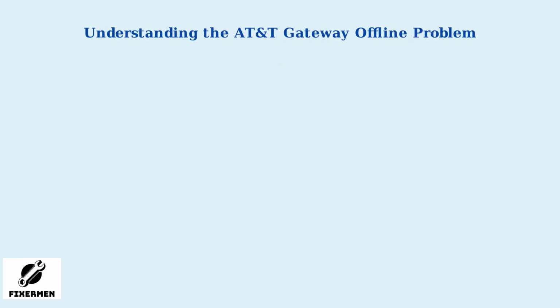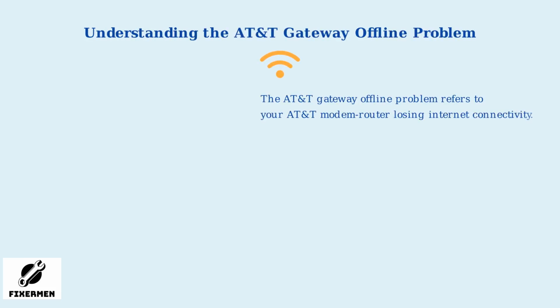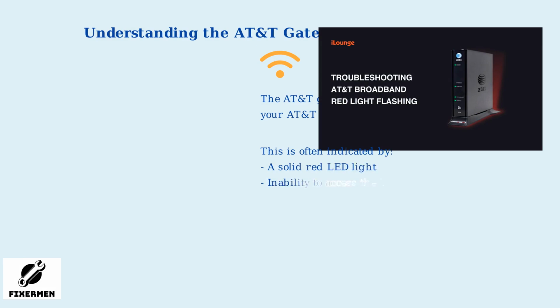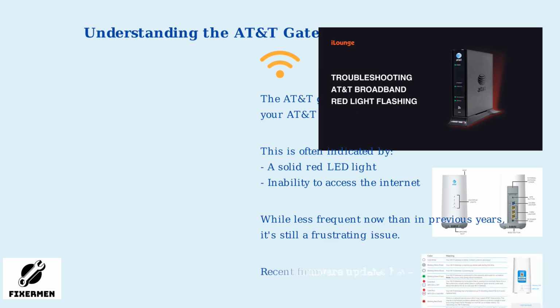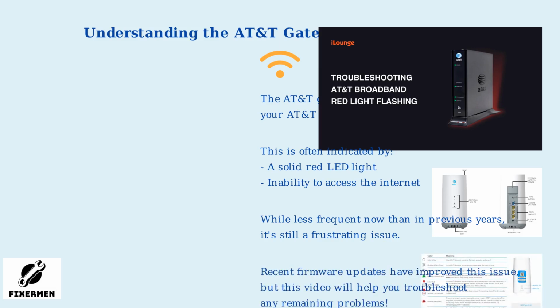The AT&T Gateway offline problem refers to your AT&T modem router losing internet connectivity. This is often indicated by a solid red LED light or the inability to access the internet. While less frequent now than in previous years, it's still a frustrating issue. Recent firmware updates have improved this issue, but this video will help you troubleshoot any remaining problems. This video will cover potential causes and how to fix them.